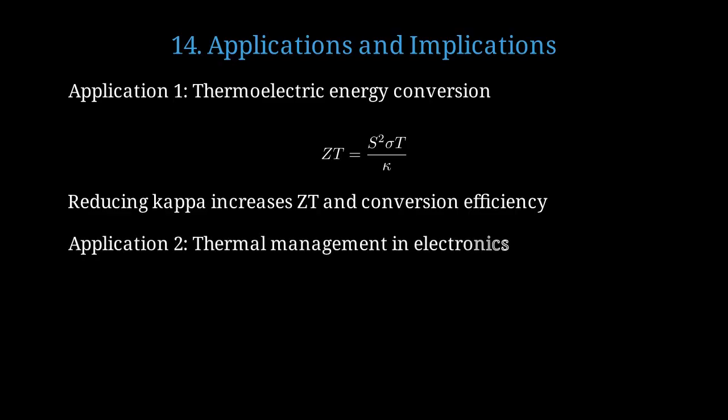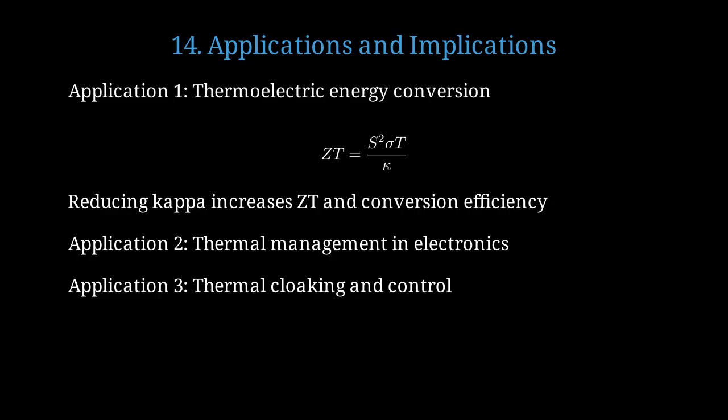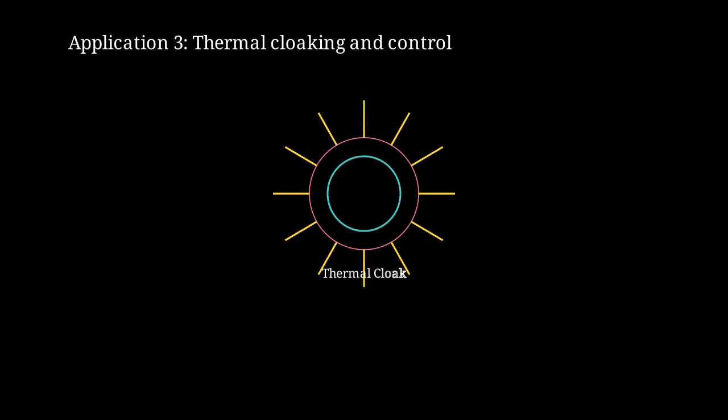Application 2. Controlling heat flow in electronic devices for hotspot mitigation and thermal isolation. Application 3. Thermal metamaterials enable cloaking, focusing, and routing heat flow in unprecedented ways. A thermal cloak uses engineered conductivity to guide heat flow around a central region, creating a thermally invisible zone.